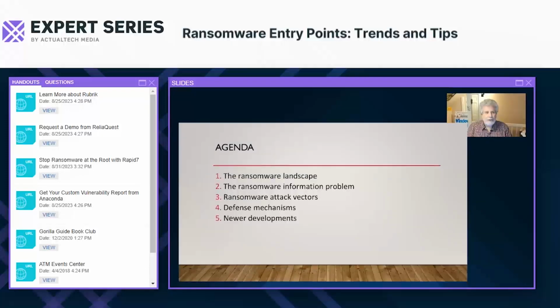And so here's a quick agenda. I'm going to talk about the landscape of ransomware today a bit, set the stage. And then I'm going to talk about something I call the ransomware information problem, which I try to keep in mind whenever I examine this, and maybe you should too. I'll talk about the different ways that attackers gain entry to your network, and I'll try to make a list that consolidates all the different methods in a useful way. And then I'll enumerate some of the ways you can attempt to prevent these attacks. And I'll close with a discussion of some of the newer developments in the area.